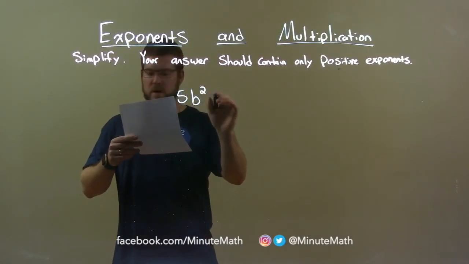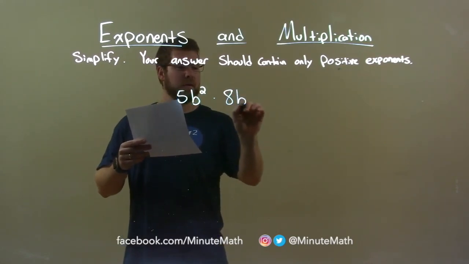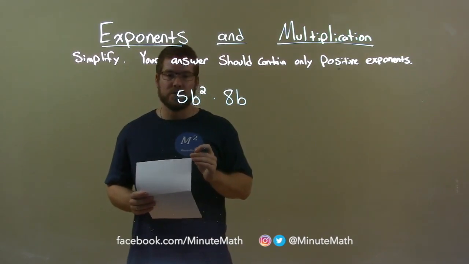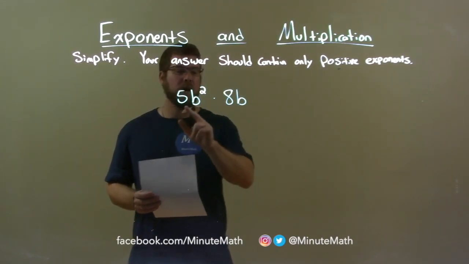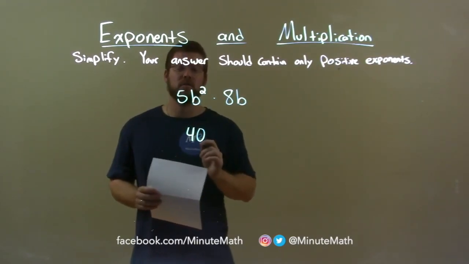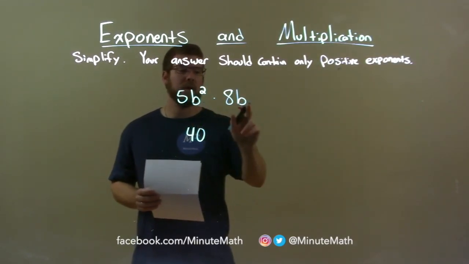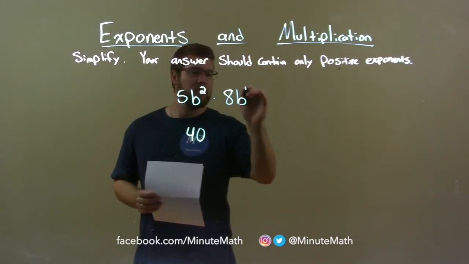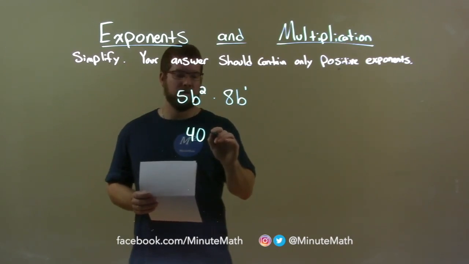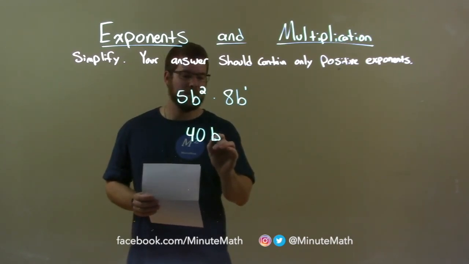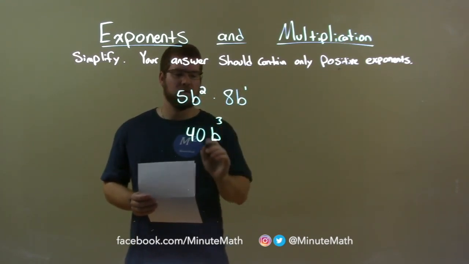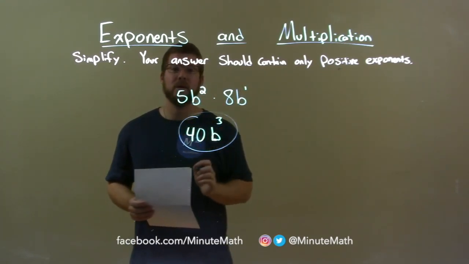5b squared times 8b. All right? Well, we first have to multiply the coefficients. That's 5 and an 8. 5 times 8 is 40. Now let's look at the variables, b squared and b. Well, b is really to the first power right there. And we multiply variables that are the same. That base stays the same, which coincidentally is a b. Okay? And now we add the exponents. 2 plus 1 is 3. And so my final answer is 40 times b cubed.